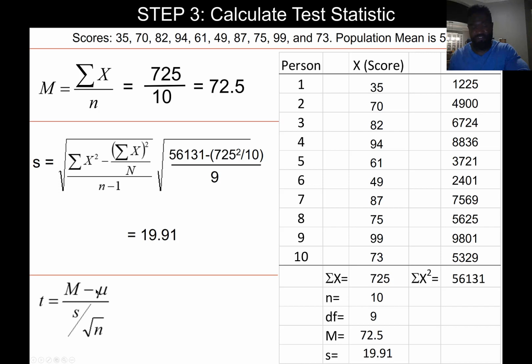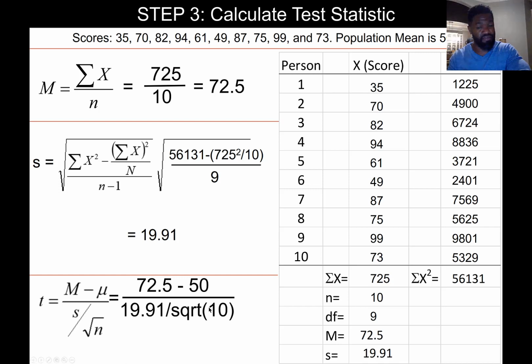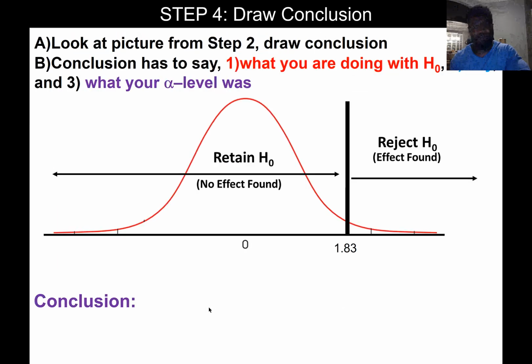So that's the top part of our formula for the t formula. So it's going to be 72.5 minus 50 over 19.91 divided by the square root of 10, okay? And I'm not going to do all the math here for you guys because I already have a program, but you can pause the video and do it yourself to see if you get the right answer, which should be 3.57, okay? Easy peasy. So once we have that, we do step 4, right? Which is draw our conclusion, okay?